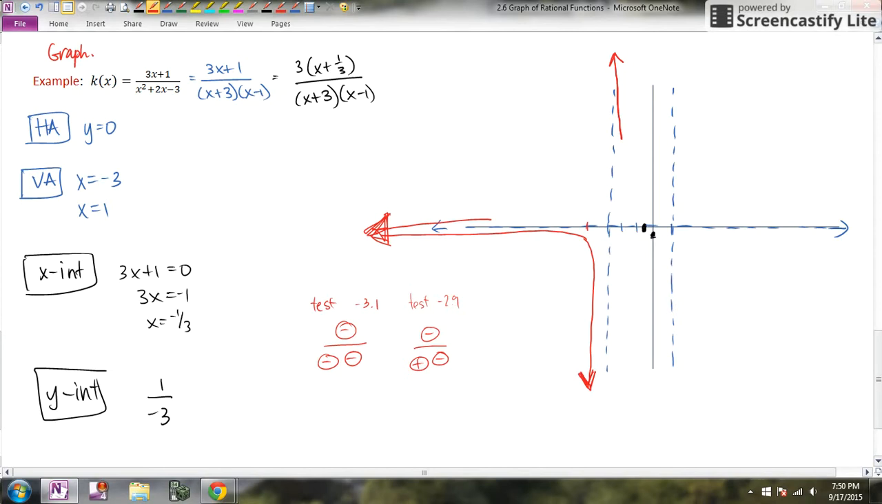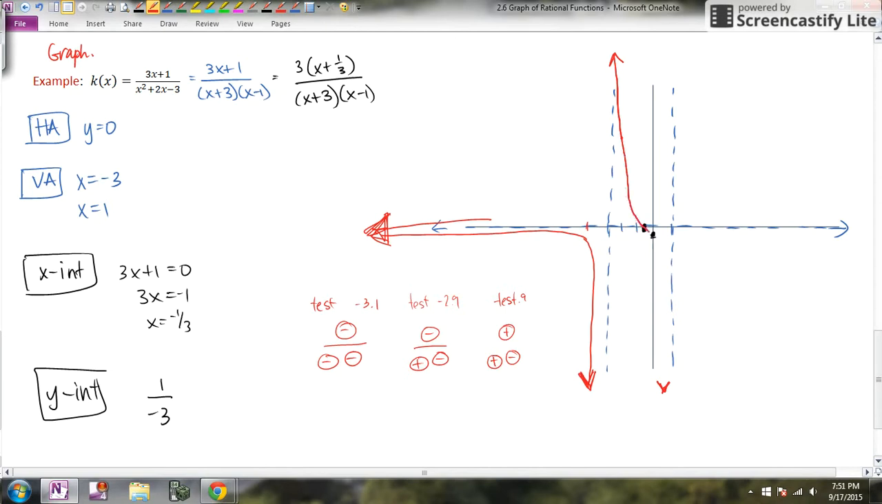So let's see, it's coming down, and then it's going to freak out right here at 1. Well, it looks like, according to my intercepts here, it's going to go down. So that's fine, but I'm not 100% sure. I'd really like to test 0.9. I'm going to test 0.9 because that's right on the one side of this asymptote. So what would I have? I would have a positive over a positive and a negative. Oop, it does go down. It is negative.